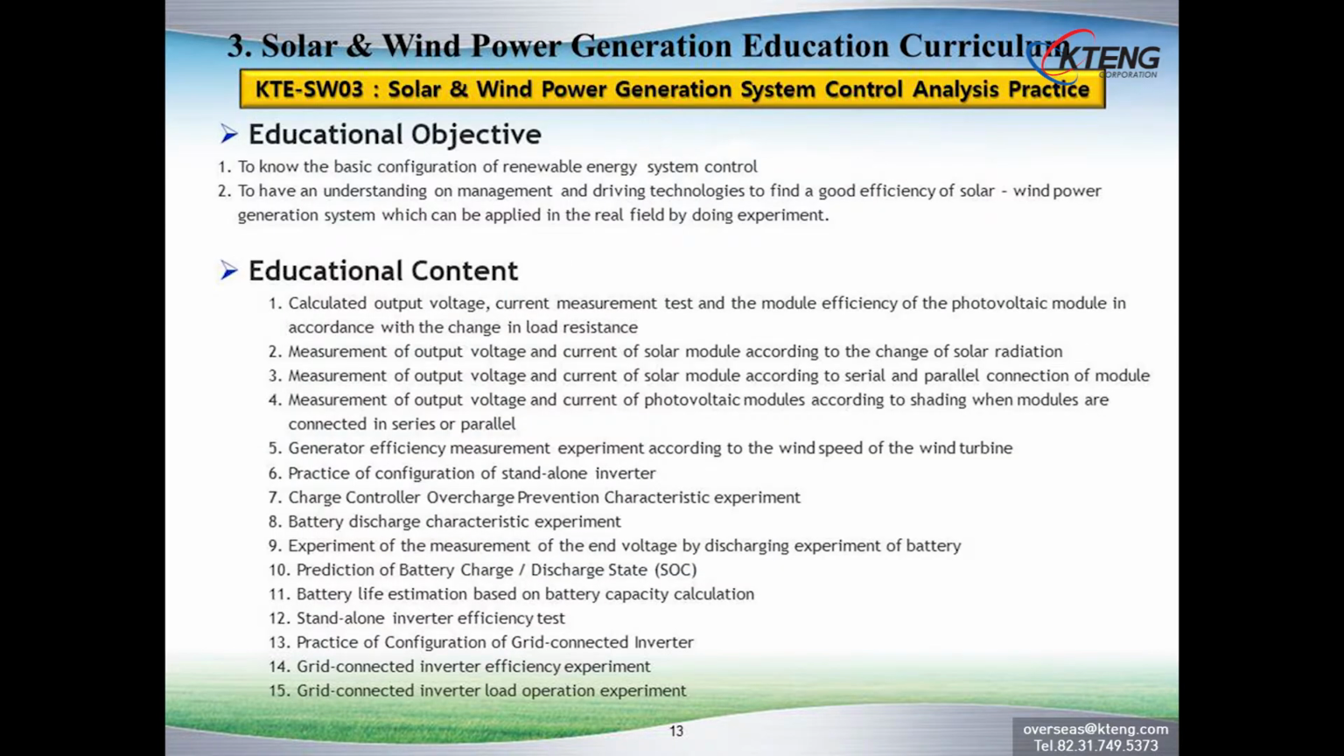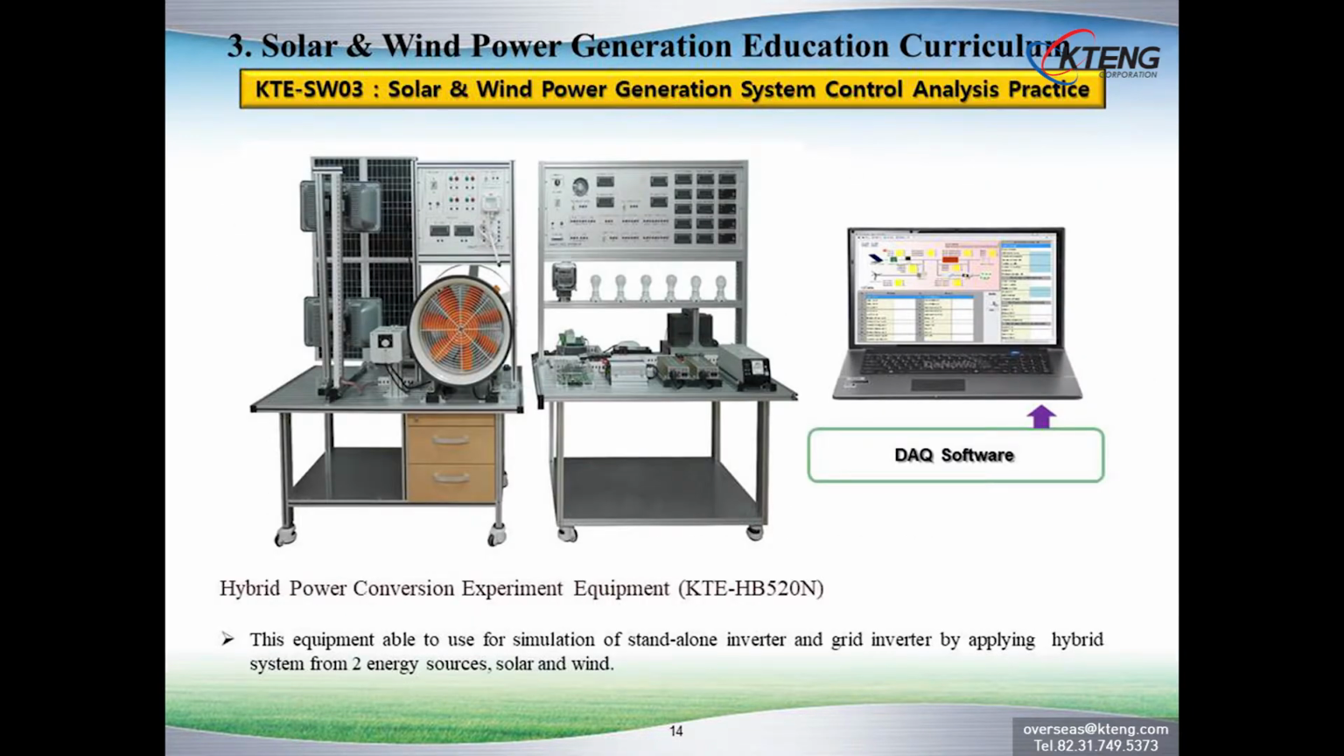This is a detailed description of the solar and wind power generation system control analysis practice. In this subject, the purpose of education is understanding the solar and wind power system and knowing how to control this system. KTE HB520N is a hybrid equipment that combines solar and wind power generation systems, enabling trainees to learn about renewable energy plants at large. This equipment can be used for simulation of stand-alone inverter and grid inverter by applying a hybrid system from two energy sources, solar and wind. Also, the generating process can be seen through monitoring software.